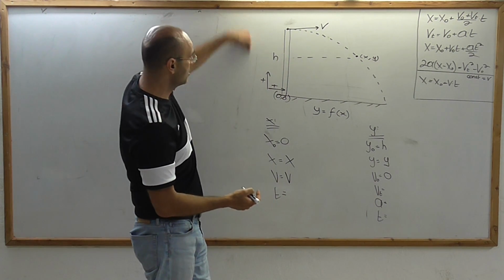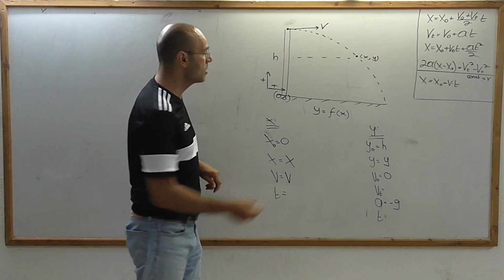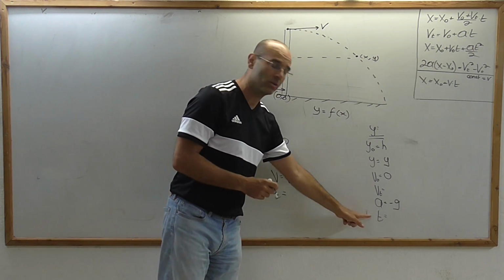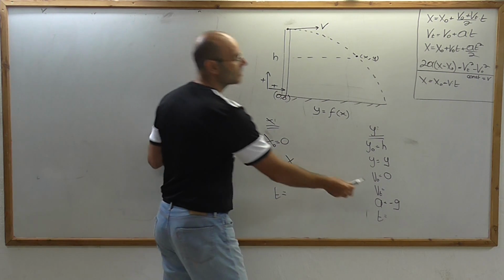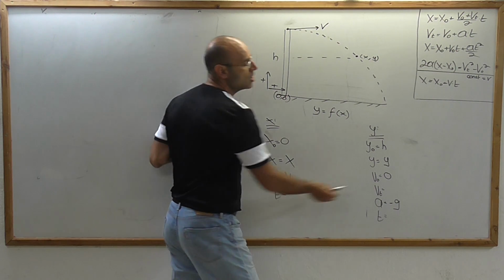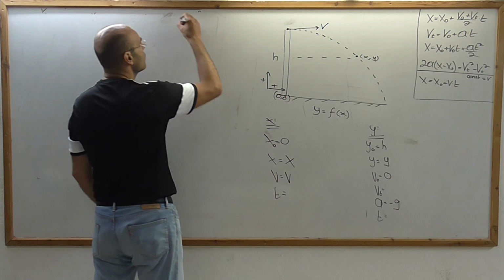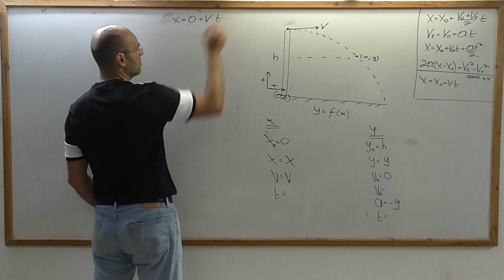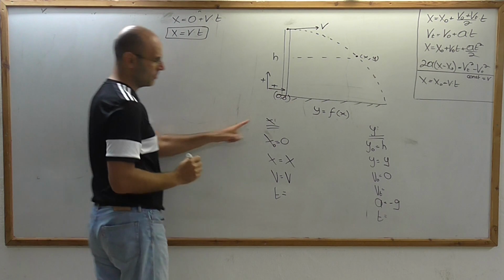Acceleration is in this direction, it's minus g. When we write a problem with letters, we don't write 10, we just leave it with g. Time I don't know. Now the main idea, again: the time it moved in the y direction is exactly the time it will move in the x direction. So let's find the time here and combine them. From the x, I can write x equals 0 plus v multiplied by t. In other words, this is the equation for the x.